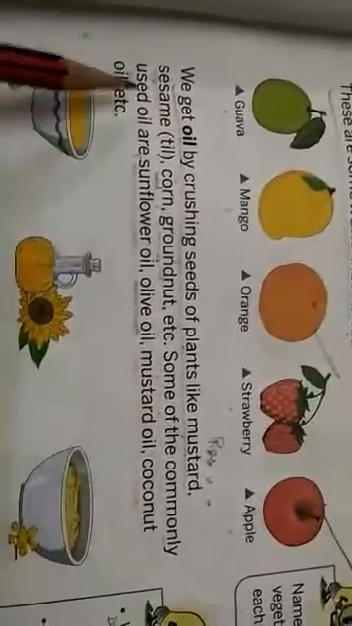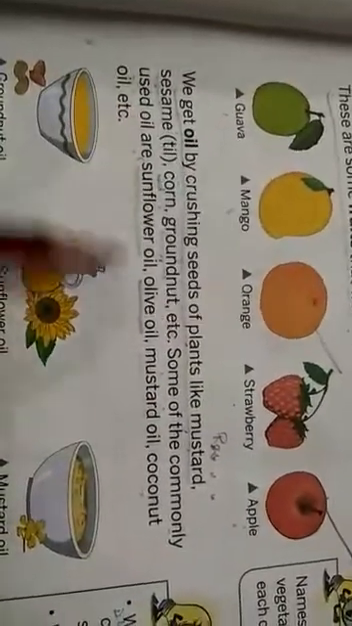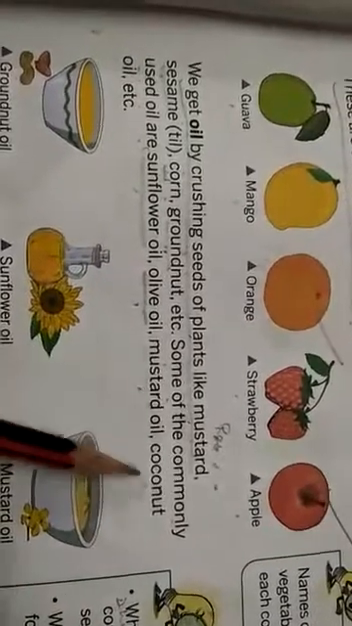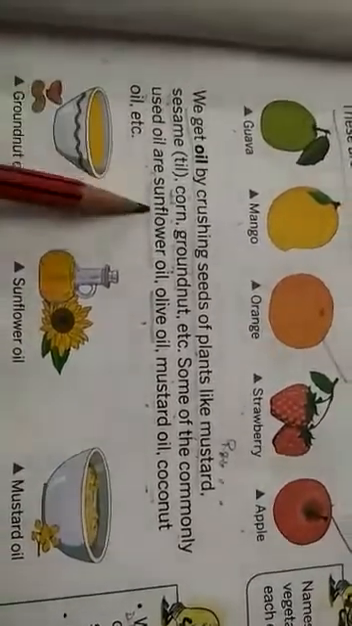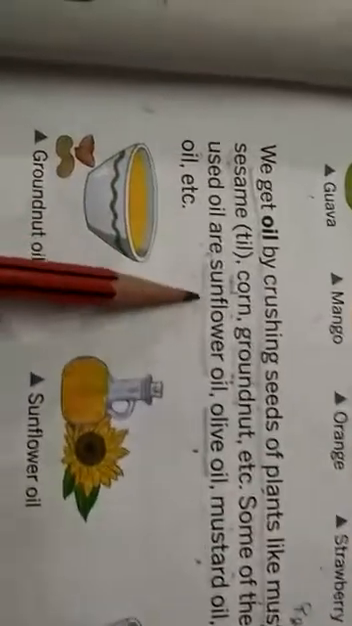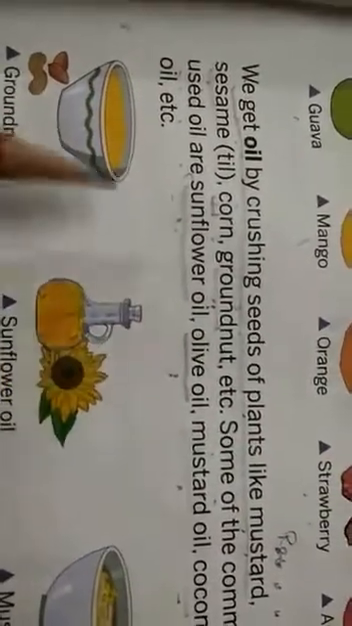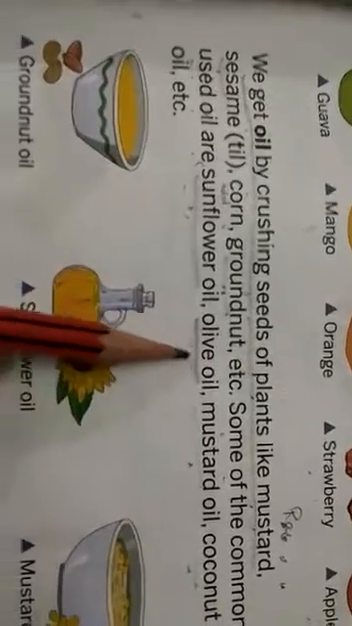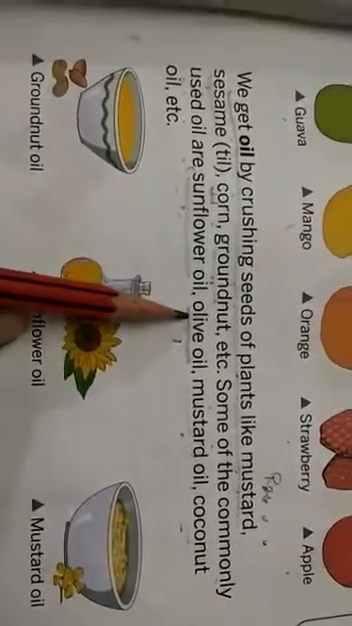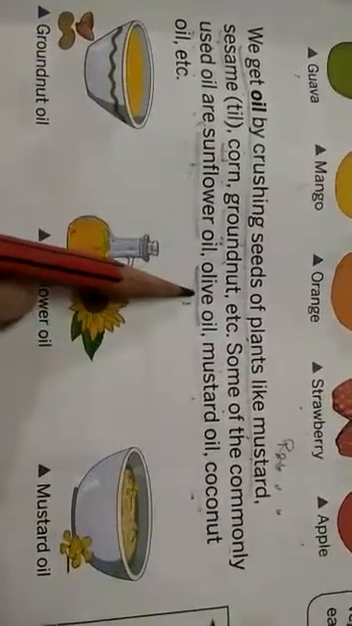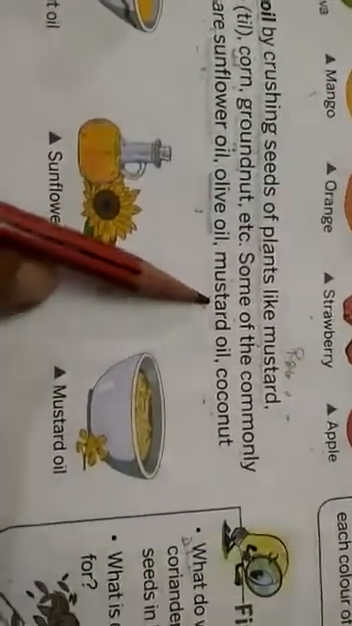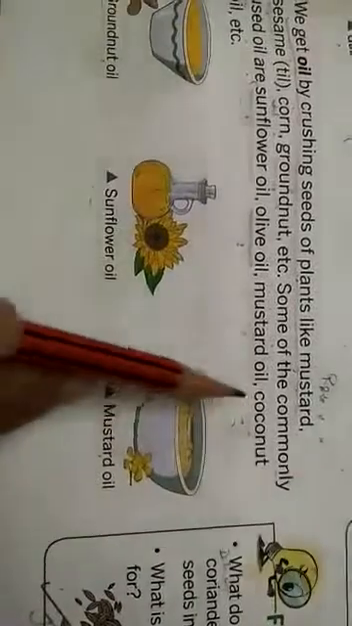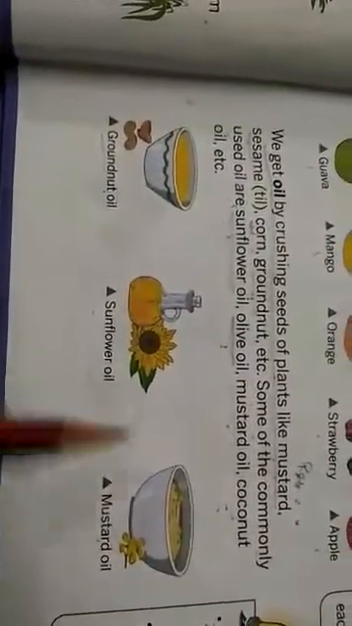So some of the commonly used oils are sunflower oil, olive oil, mustard oil and coconut oil, etc. Now you know what is sunflower. We use sunflower oil also. We use olive oil also. Olive is a kind of small green color fruit. We get oil from it. It is very good oil. Mustard means rai ka tel, sarson ka tel we call it, and coconut oil, etc. Now you see groundnut oil, sunflower oil and mustard oil. Mustard oil is what? Sarson ka oil, which everyone uses to make food.